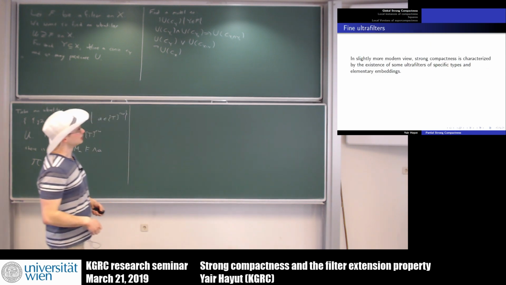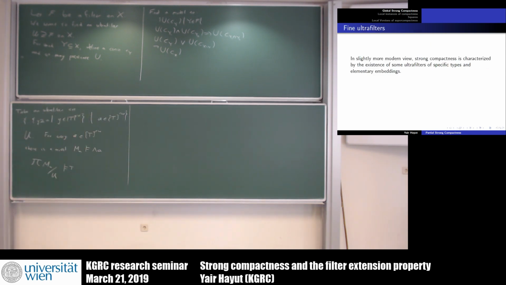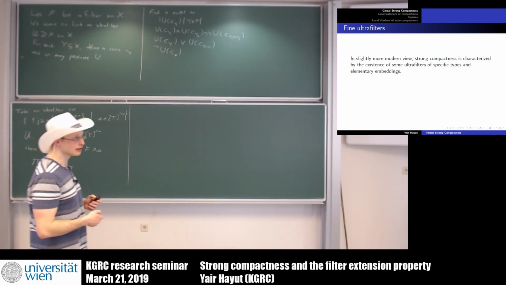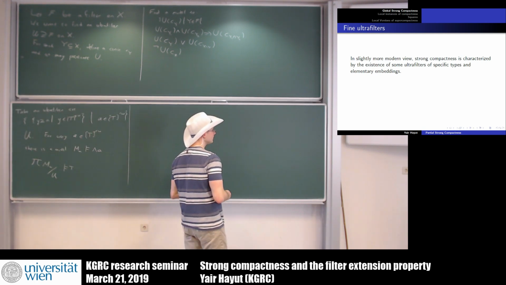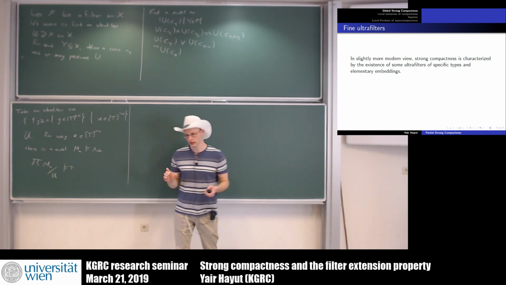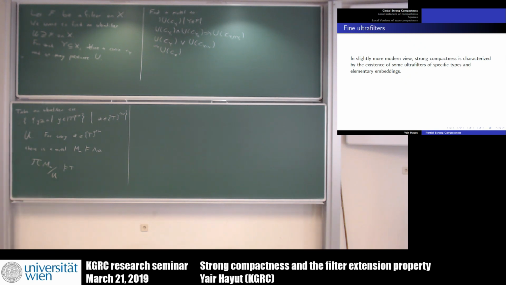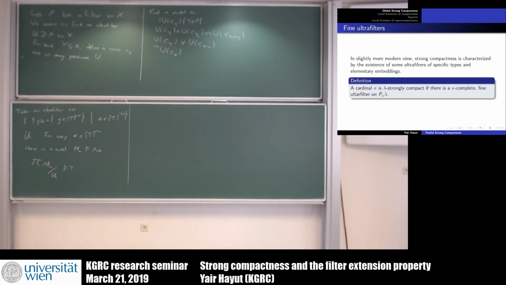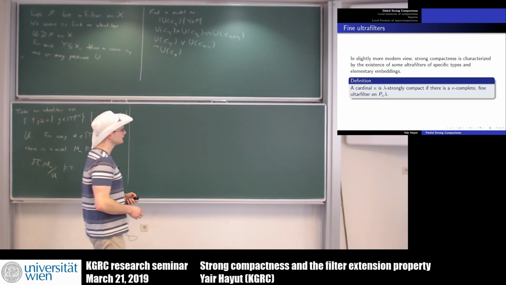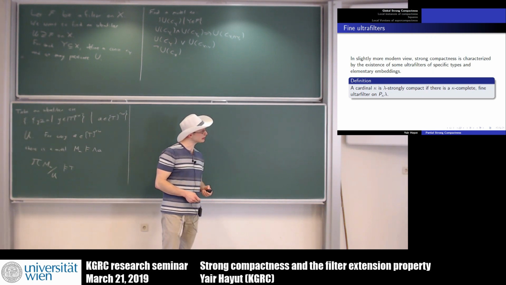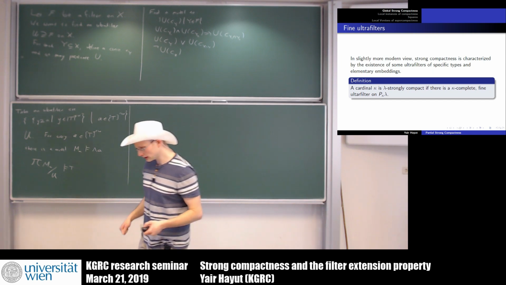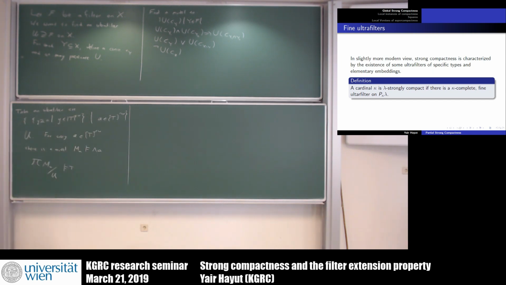Going slightly ahead in time, at some point in history, we started to analyze using elementary embeddings and specific types of ultrafilters. This always goes together. So this is, let's say, the modern definition. A cardinal kappa is lambda strongly compact if there is a kappa-complete fine ultrafilter on P kappa lambda. So it is lambda strongly compact if there is one ultrafilter witnessing it.